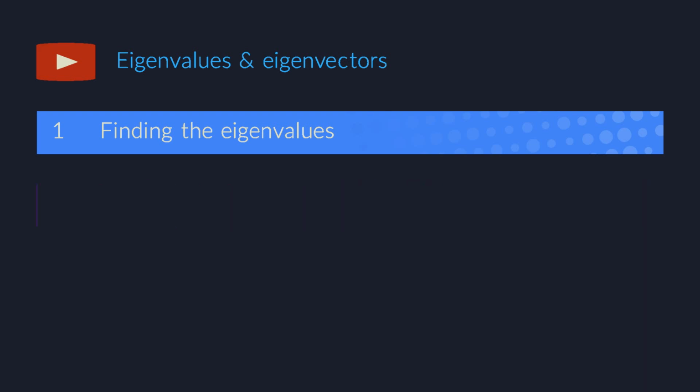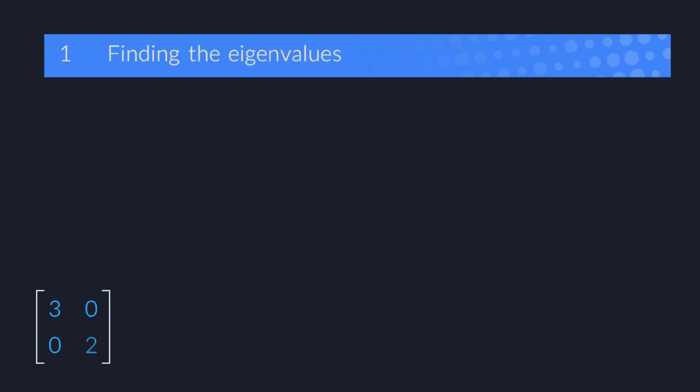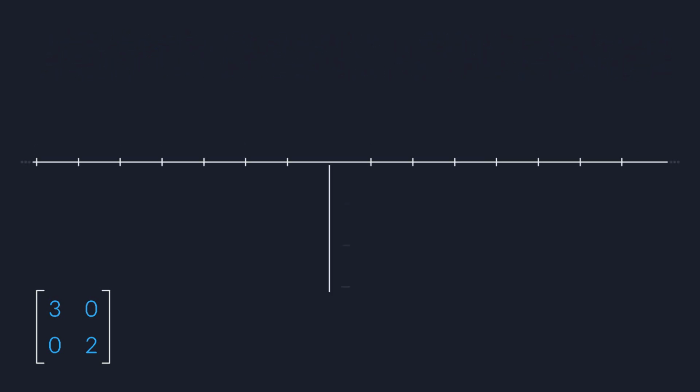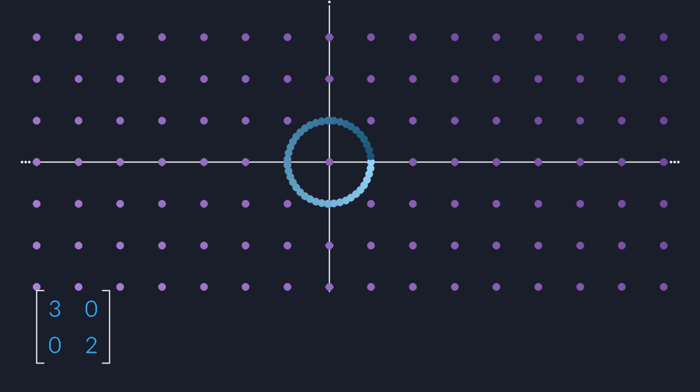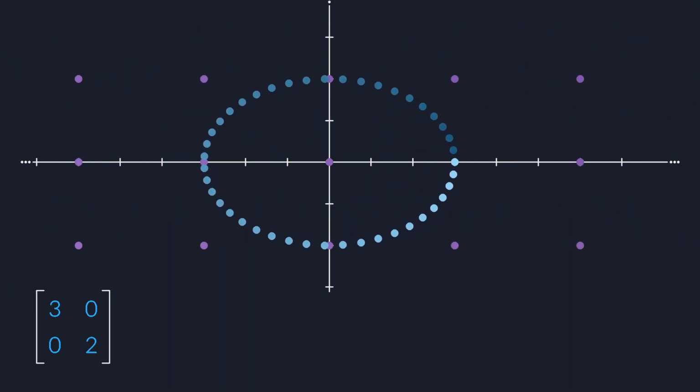Let's look at a familiar diagonal matrix first. It stretches the x-coordinates by a factor of 3, and the y-coordinates by a factor of 2. Remember to always look at the shape of a matrix to figure out its effect. The elements on the diagonal tell you how each axis acts on itself.